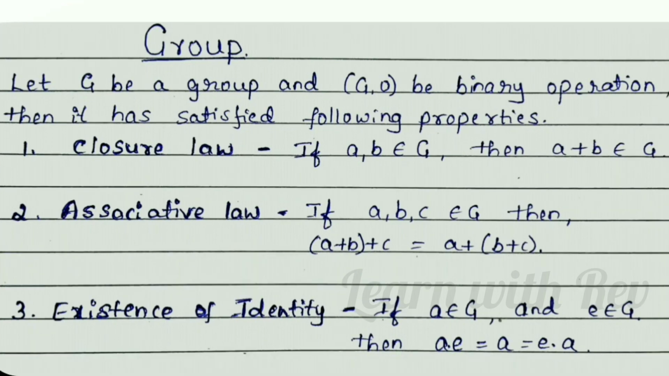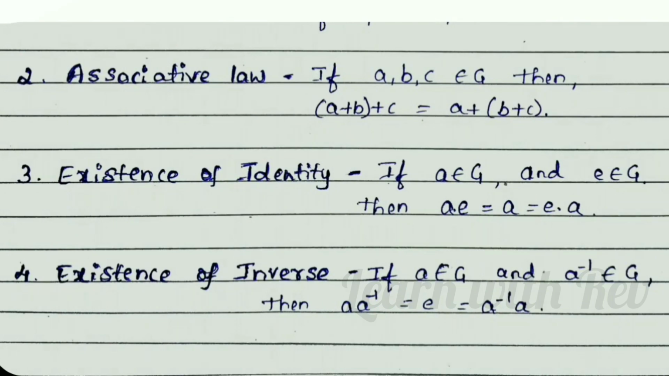Second one, associative law. So if A, B, C belongs to G, then (A plus B) plus C is equal to A plus (B plus C). So this is known as associative law. Third one, existence of identity. So if A belongs to G, then there exists an element E belongs to G such that A into E is equal to A, which also is equal to E into A.